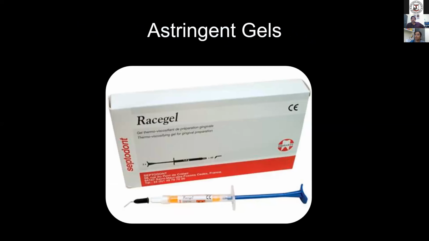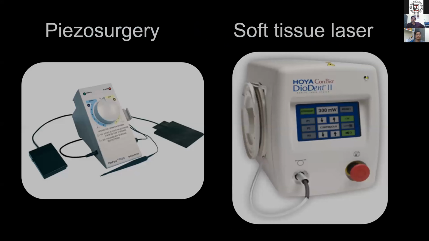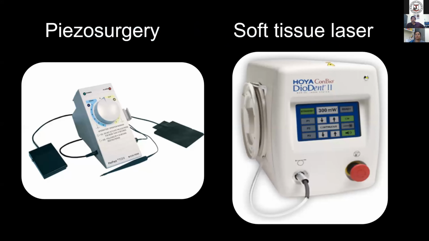Now, where bleeding is seen, gingival retraction will not be effective. To control bleeding, astringents or electrocautery has to be used. And this is Racegel by Septodont, and it can be used alone or used in combination with retraction cord. Now, soft tissue management is different from gingival retraction. Gingival retraction is not possible when gingiva is inflamed.